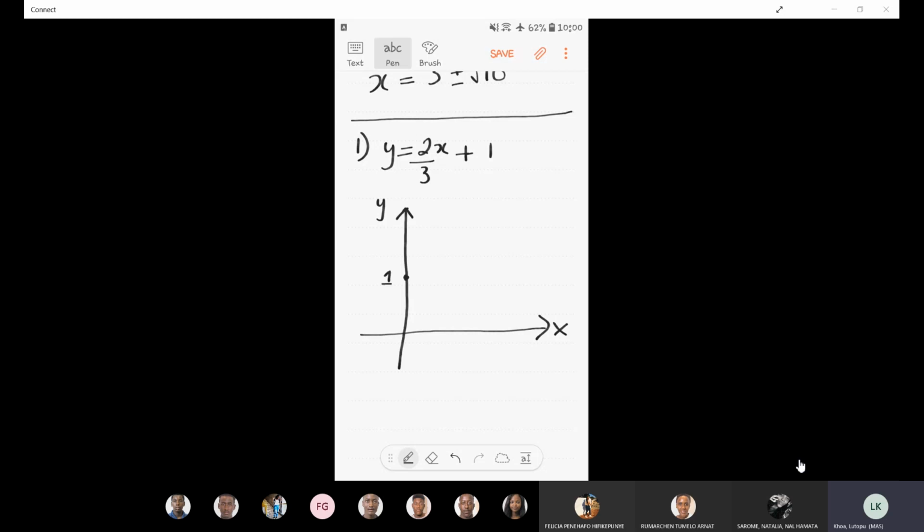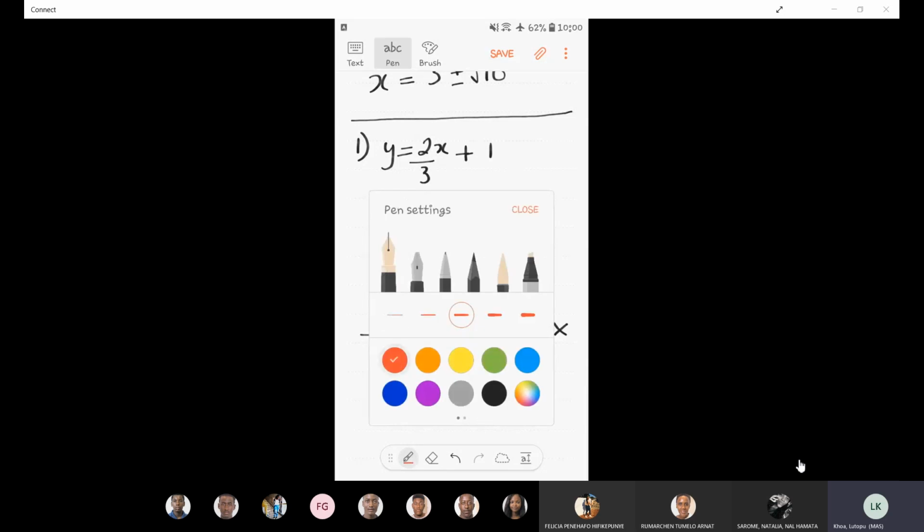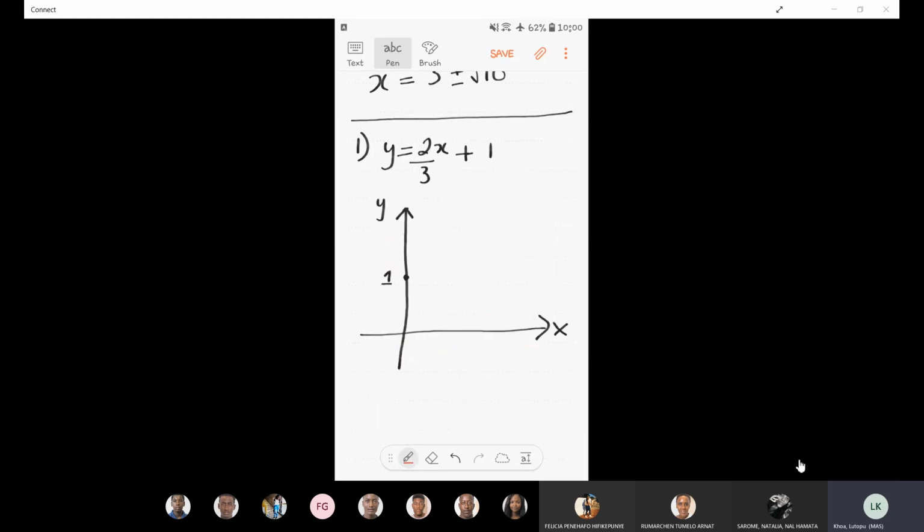So I'll put 1 over there. Then I said what I'm going to do is use the gradient. Now the gradient is 2 over 3. That means the change in y is 2 units up because it's positive. So I'll move 2 units, 1, 2, and then I will end up at 3. So my scale is not very accurate, but understand the steps. So I end up at 3.